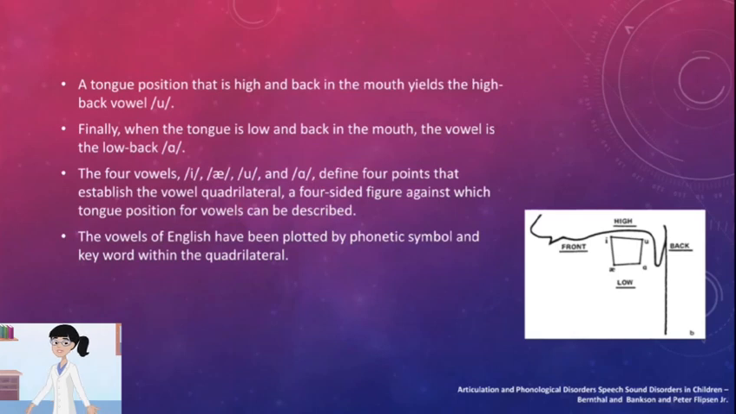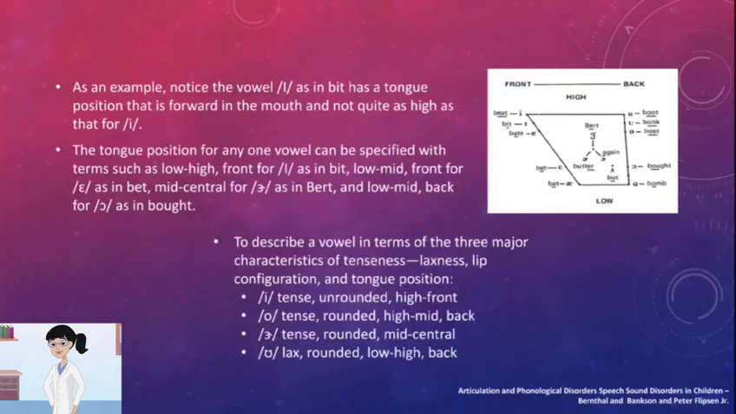The four vowels define four points that establish the vowel quadrilateral, as you can see in the picture. The tongue position for production of the two similar vowels differs, as one is forward in the mouth and not quite as high as the other. The tongue position for any one vowel can be specified with the terms low, high, front, back, mid or central vowels. We'll discuss this in the next slide.